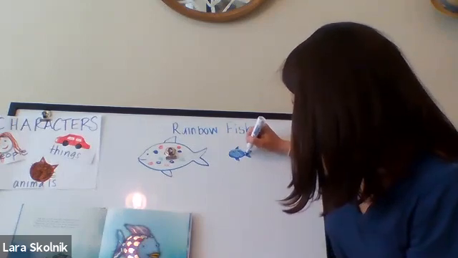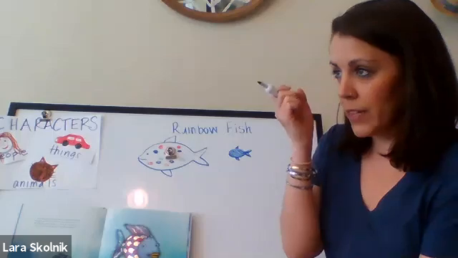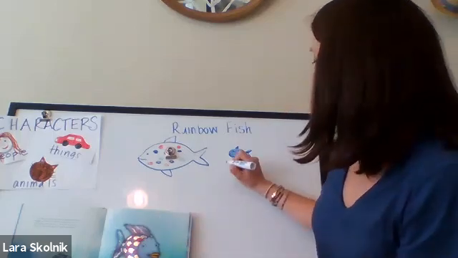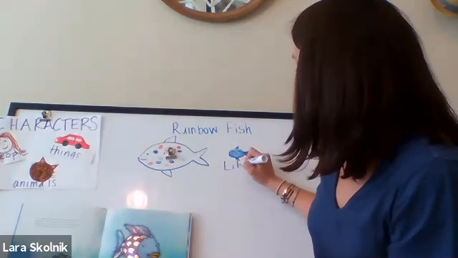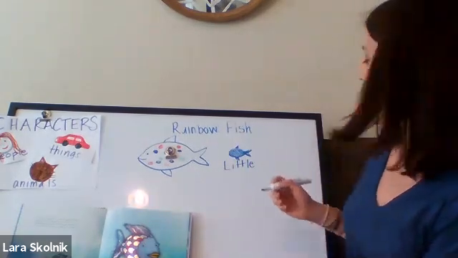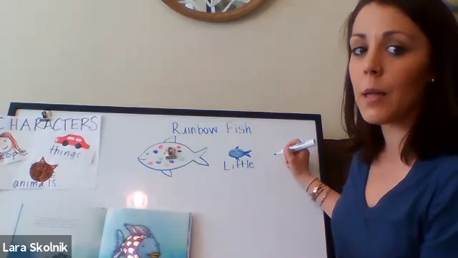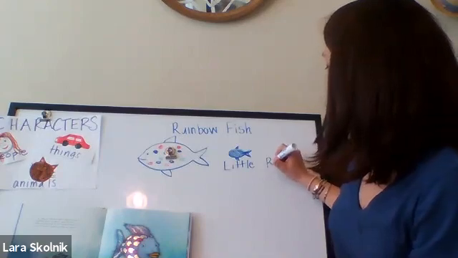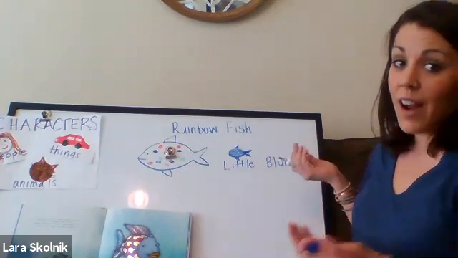And you're gonna help me label his name. Little blue fish. Well, you know how to spell little. That's one of our sight words. Here we go. Spell it with me. L-I-T-T-L-E. Little. Good. Blue. I hear a blend at the beginning of that. Bull. Bull. I hear a B and an L. Bull. Blue. Fish.